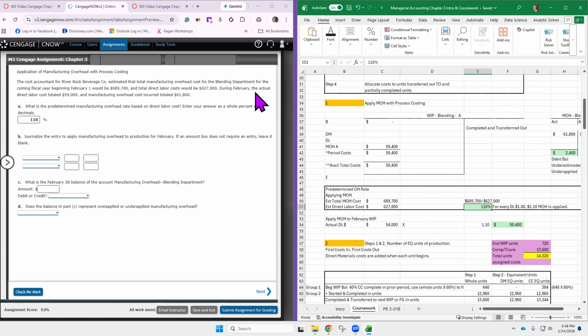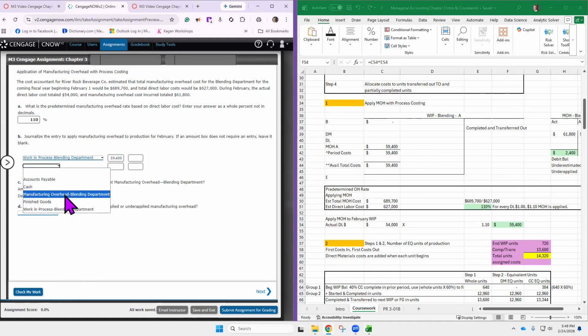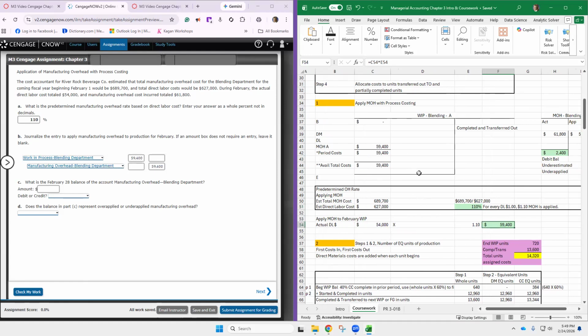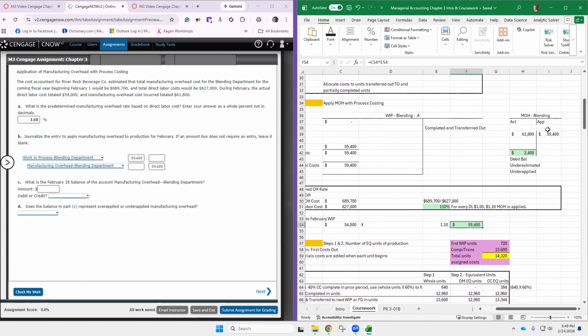During February, the actual direct labor cost is $54,000. So we take $54,000 times $1.10, and we get 59,400, and it's going to go in our work in process account. Work in process for 59,400 is debited, and it's credited to the manufacturing overhead. Since this is blending, the blending account has its own manufacturing overhead. So I put the debit here, and the credit here.